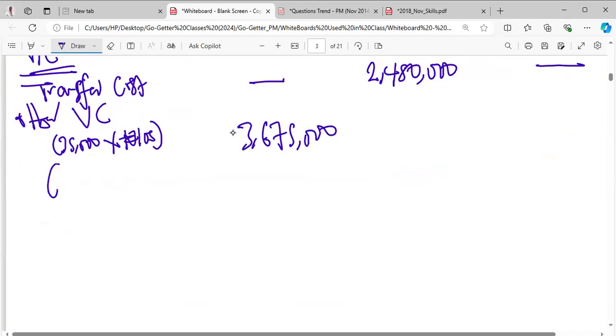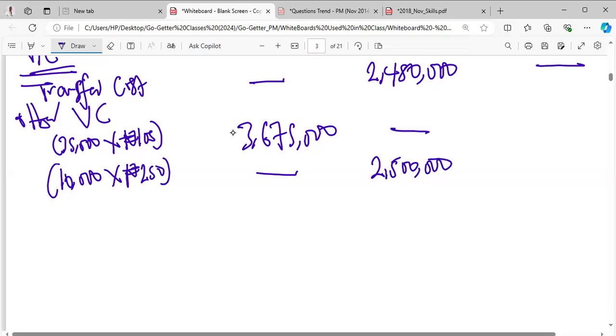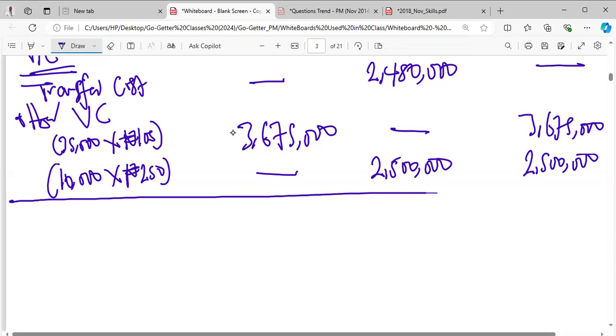Then we have 10,000 multiplied by 250. That should give me 2,500,000. This is 3,675. This is 2,500,000. So that's for your variable cost.